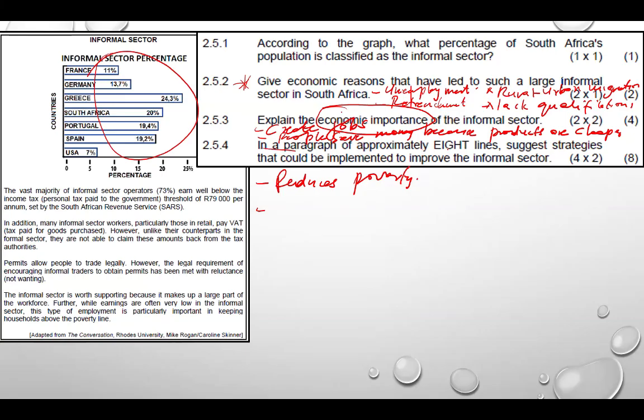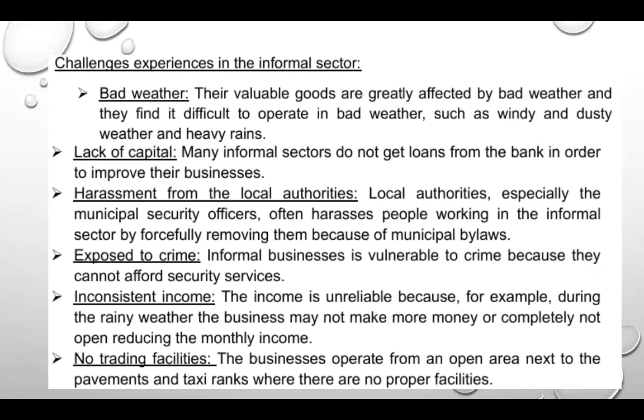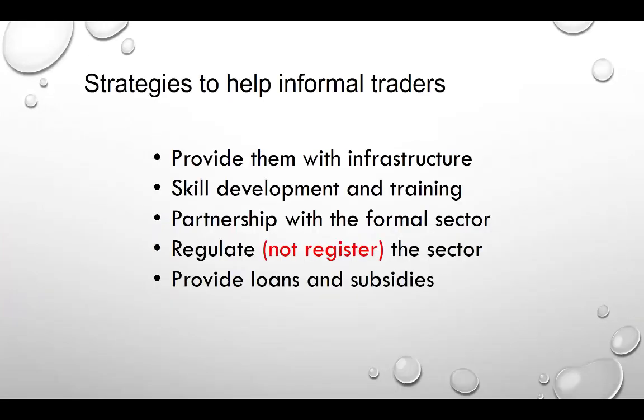Okay. Then we have, in a paragraph of approximately 8 lines, suggest strategies that could be implemented to improve the sector. What can be done to improve the sector? Number one, you can provide the traders with infrastructure. You can do skill development for informal traders. You can make partnership with the formal sector. You can regulate but not register. You can regulate the sector. You can provide loans and subsidies for informal sector.